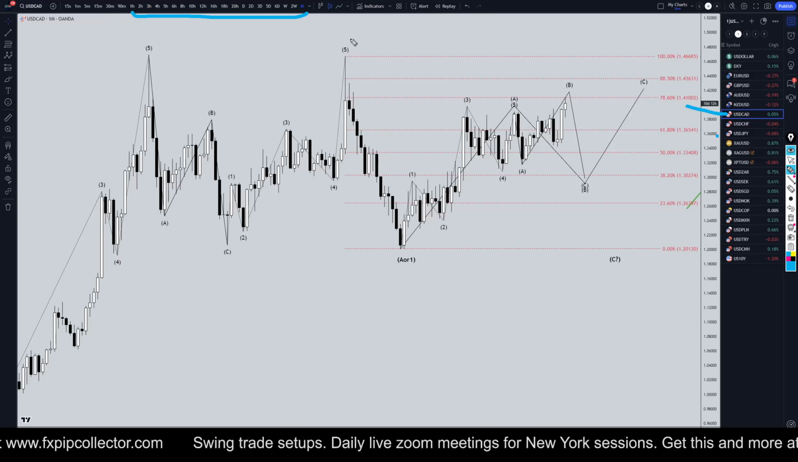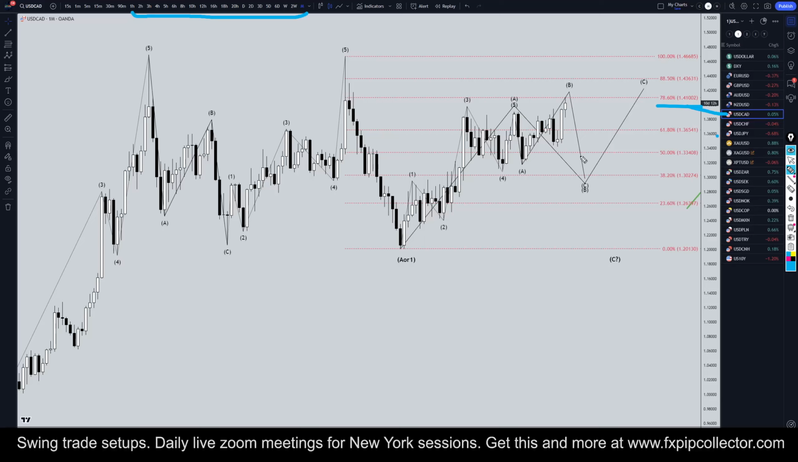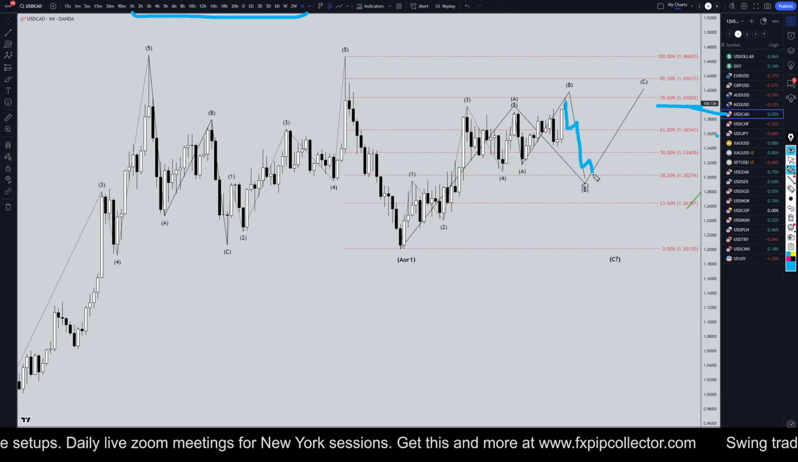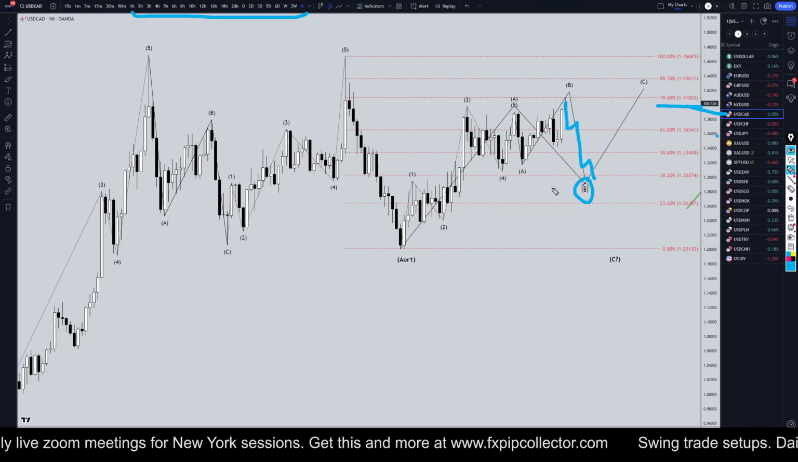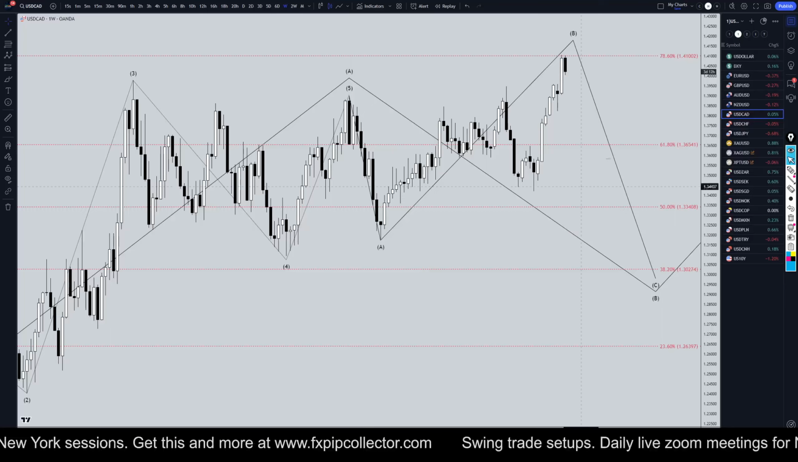So anyways, on the dollar CAD, we are definitely still going up. We are at a Fibonacci level, and this definitely looks like it could still turn down to make that wave C of wave B, like I've been talking about. So let's take it down to the weekly time frame.